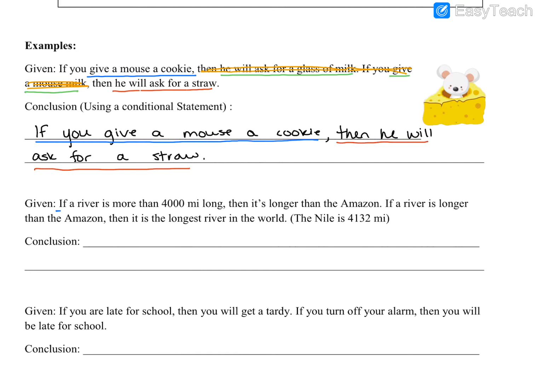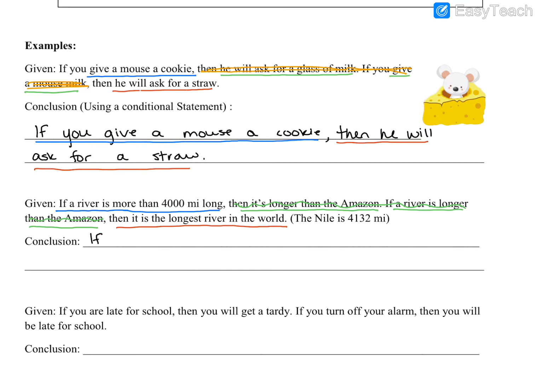This next one, the hypothesis says if a river is more than 4,000 miles long, our conclusion says it's longer than the Amazon. If a river is longer than the Amazon, now it's the same idea, so I'm going to stick with the same green color, then it's the longest river in the world. That's a new idea, so I'm going to underline this. Okay. Now again, since these are repeated, I'm going to cross them out and eliminate them. Okay. Can I come up with a conditional statement? I can. If a river is more than 4,000 miles long, then it is the longest river in the world.